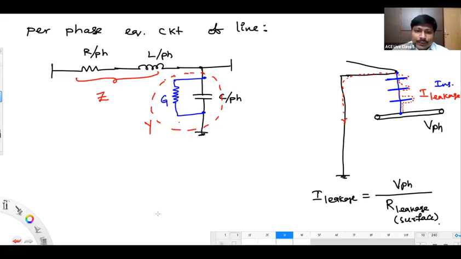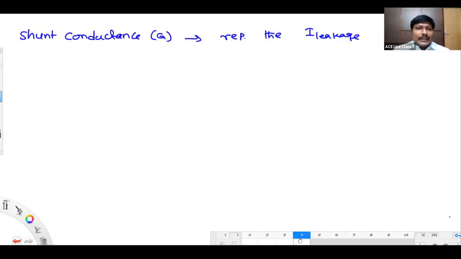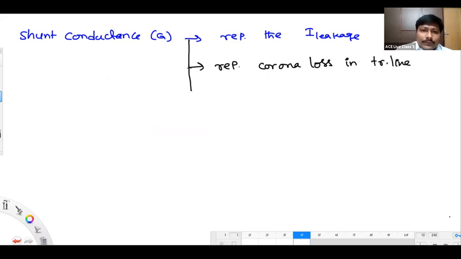I will ask you one simple question. Corona is caused by current or voltage? Tell me this answer first. Voltage. So as it is caused by voltage, we should keep that as a shunt element. That means in this G itself, I should keep the corona also. So I can say the shunt conductance we kept here also represents corona loss in the transmission lines.